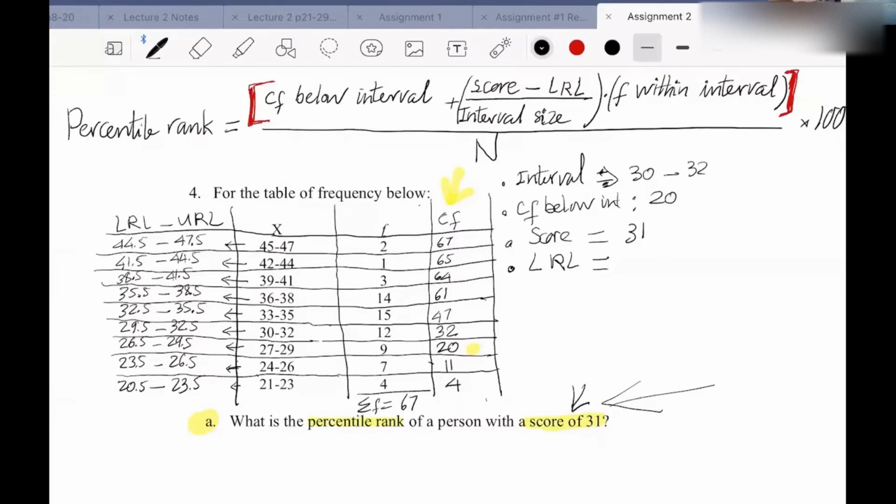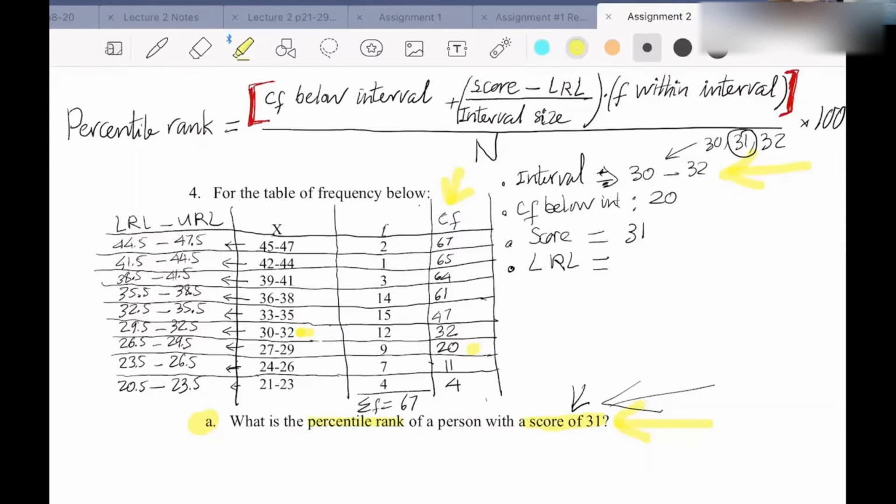So the first item that we identified is the interval that contains the score 31. The interval from 30 to 32 contains the 31, right? Because if you look at the numbers in this interval, it's going to be 30, 31, and 32. And you can see that the 31 is in that interval. And if you look at the table, that interval is right here. Is this one.